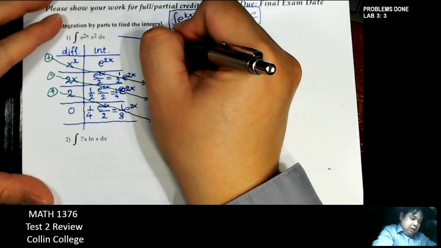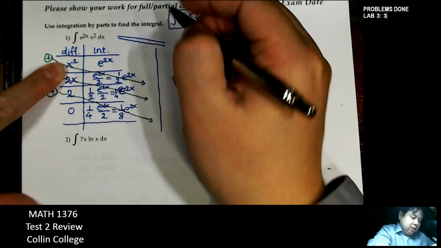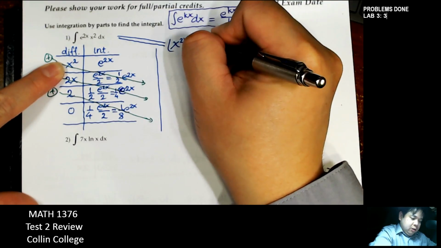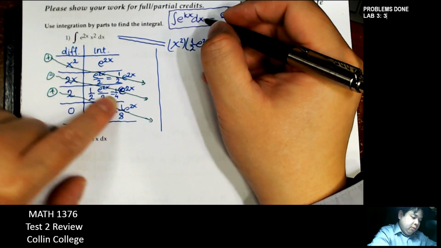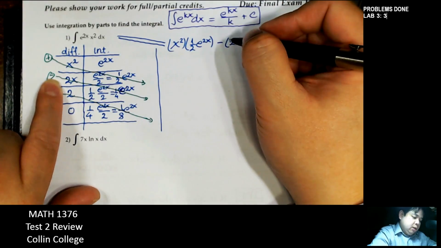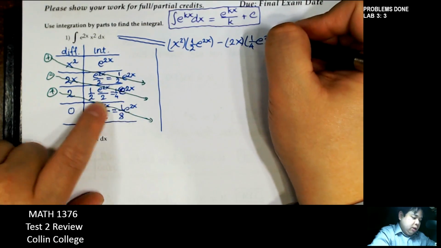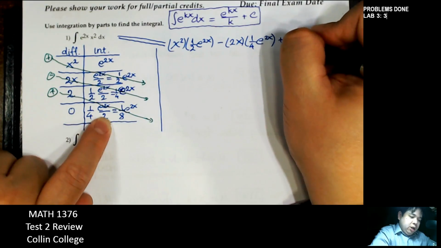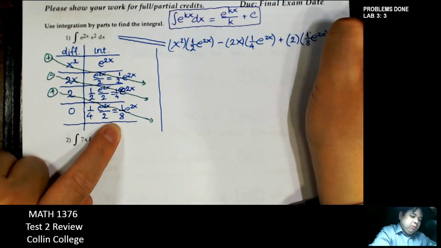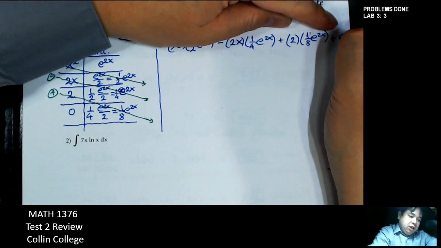Right, so that original integral will be equal to x squared times 1/2 e to the 2x, minus 2x times 1/4 e to the 2x, plus 2 times 1/8 e to the 2x, and the next one will be 0, so we're not going to have anything after that, so it's done. So just plus c.